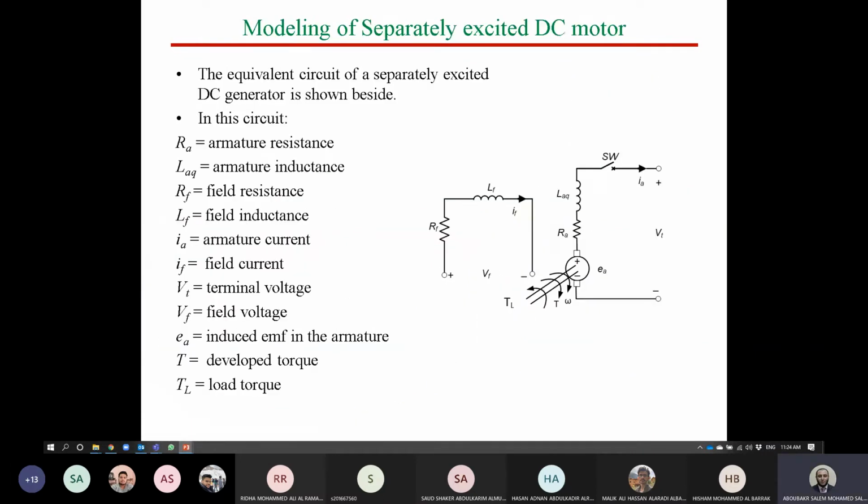So start, Shabab, from scratch. All of you are familiar with the equivalent circuit of the separately excited DC motor. We have field circuit, we have armature circuit. In the field circuit, we have RF and LF.